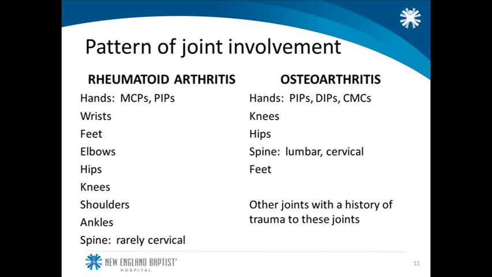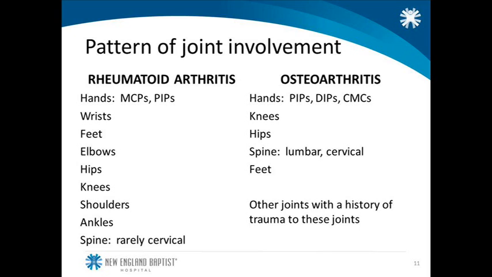The pattern of joint involvement differs between rheumatoid arthritis and osteoarthritis. Classic joint involvement in RA includes involvement of the MCP and PIP joints with sparing of the DIP joints. In contrast, in osteoarthritis, the PIP and DIP joints are involved with sparing of the MCP joints. It's also common for osteoarthritis to involve the base of the thumbs, the CMC joints. In rheumatoid arthritis, wrist and foot involvement is very common, and virtually any other joint can be involved with RA other than the thoracic and lumbar spine.